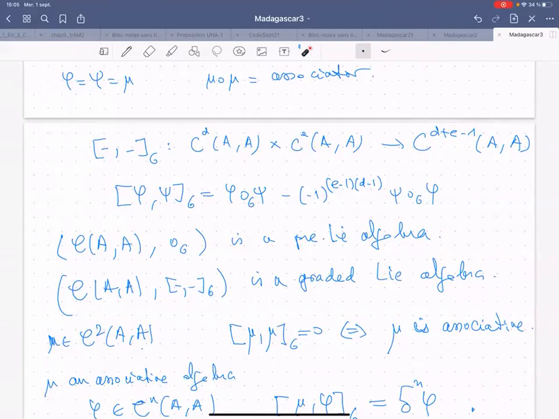Yes, thank you, Sergei. The grading here is over Z, obviously. But since you have in the commutator bracket a factor minus one in power, you might split it and introduce maybe super algebra, so a Z2 grading here as well.